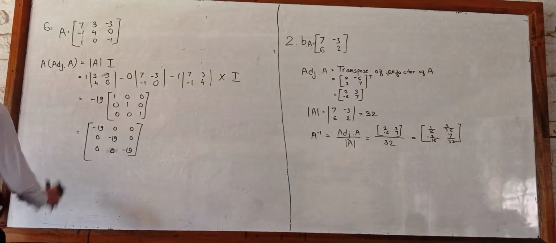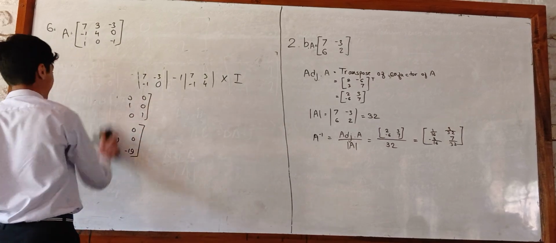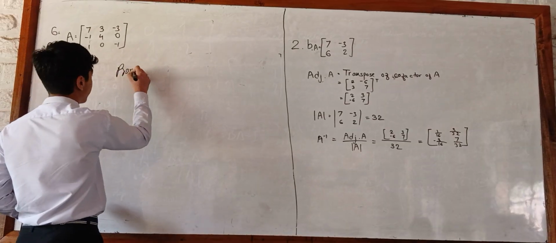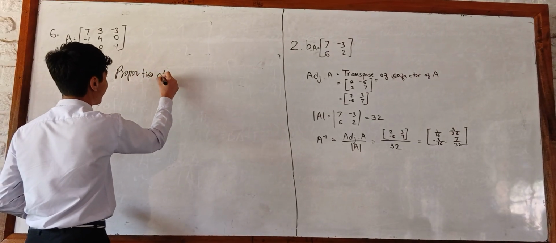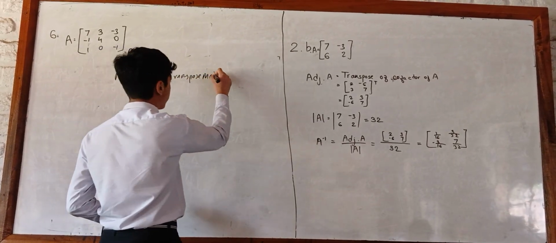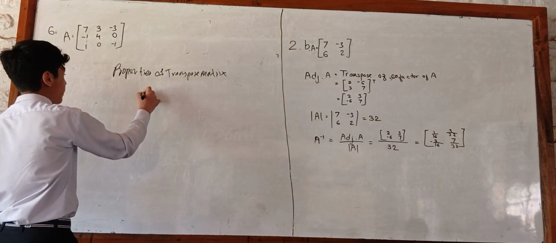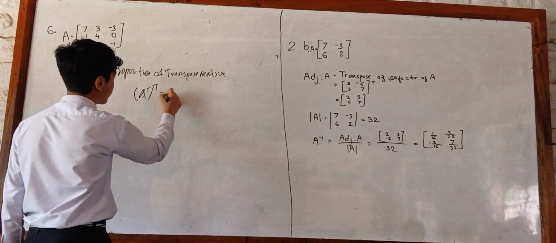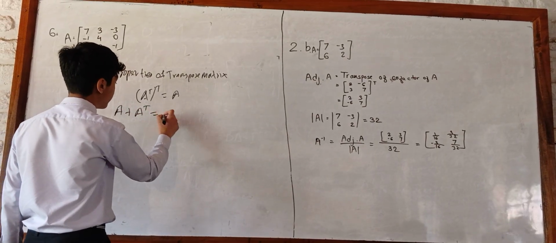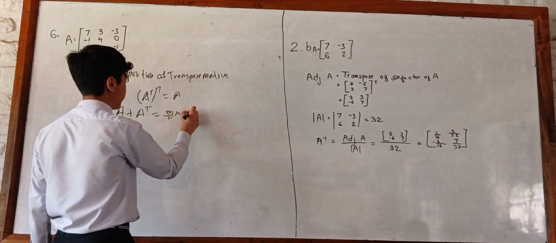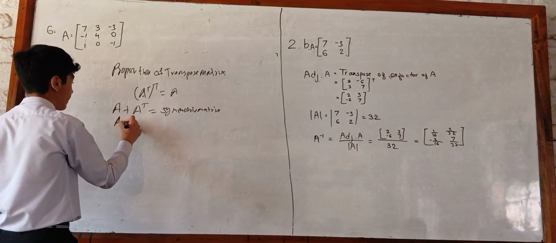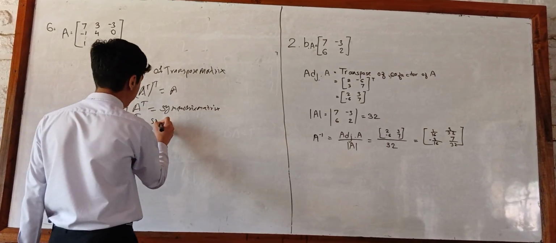I'm going to tell some properties of a transpose matrix. Here A is a matrix, and A plus A transpose is a symmetric matrix, and A minus A transpose is a skew symmetric matrix.